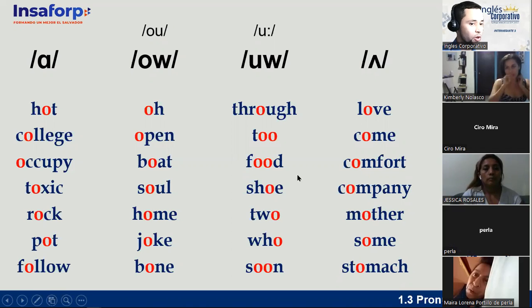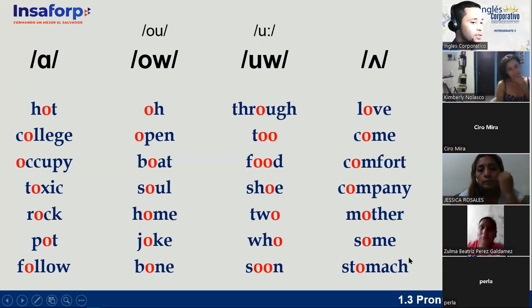One more time, I'm going to read all the words because some students are joining right now, so just for you. The first sound is ah, as in hot, college, occupy, toxic, rock, pot, follow. The next sound is O, as in open, boat, soul, home, joke, bone. The next sound is U, as in through, two, food, shoe, two, who, and soon. And the final sound is uh, as in love, come, comfort, company, mother, some, and stomach.